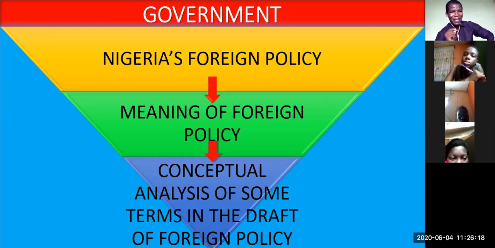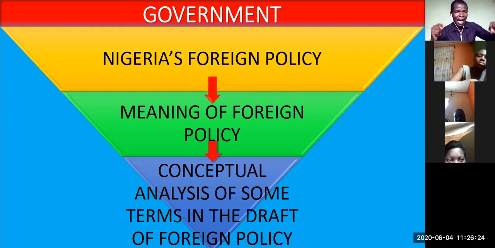Take note, foreign policy does not mean that the policies are made outside your country. No. The policies are made within the country. Just that for you to achieve the objective of the policy in question here, you need to interact with other people.